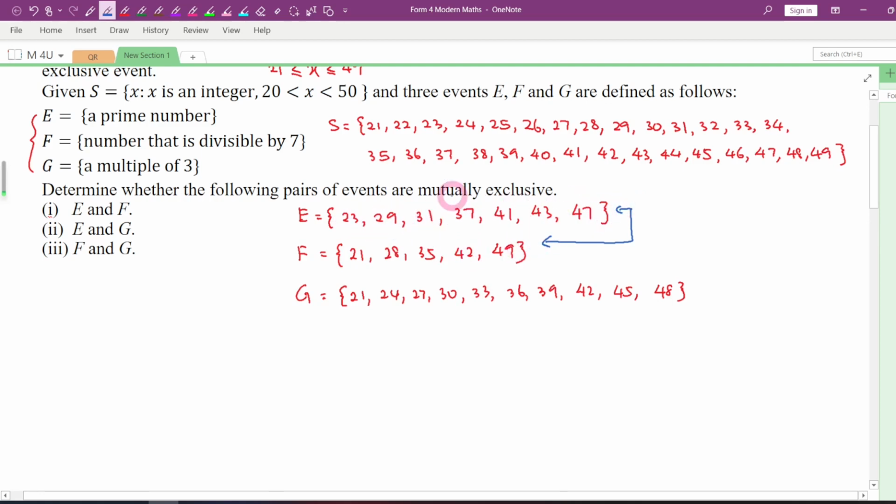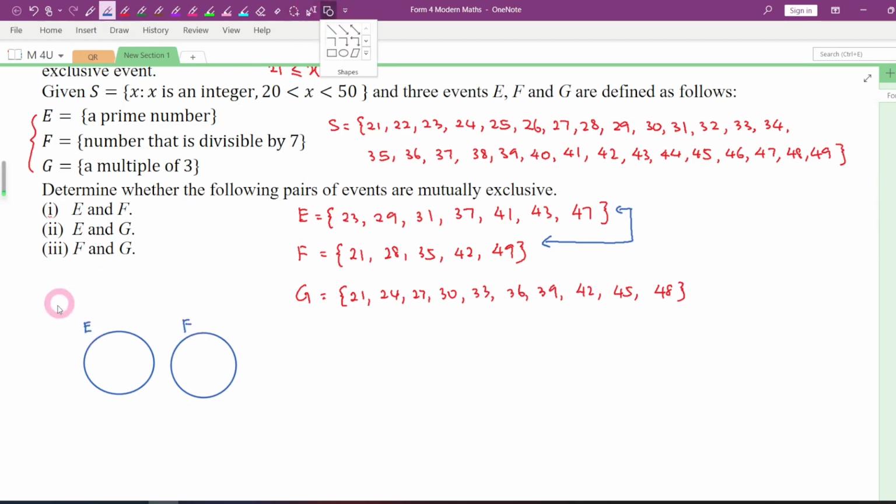So if I want to draw a Venn diagram to represent the set E, F, and S, okay. Now the question is asking about E and F, so we just forget about G first. Okay. Now, if I want to draw a Venn diagram to represent this sample space, event E and event F, it will be like this. E and F must be separated because they don't have any common element. So this is E, this is F. And we draw a rectangle outside to represent the sample space.